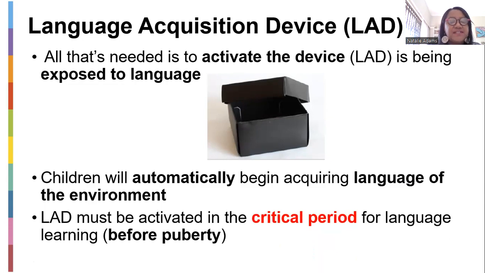So the language acquisition device must be activated in the critical period of language learning, and that will happen before puberty. Okay, so before puberty, which means that in order for a child to learn a language, they need to be exposed to that language before puberty. And I think this can explain a wonderful concept, which is, why is it so easy for a child to learn a language, but so difficult for an adult to learn the language? Now, innatism says that the best way, the critical period to open up this box, this language acquisition device, would be before puberty.